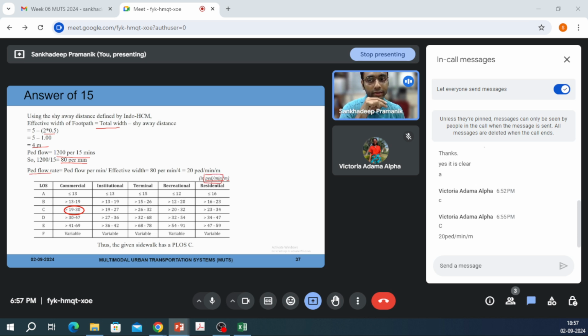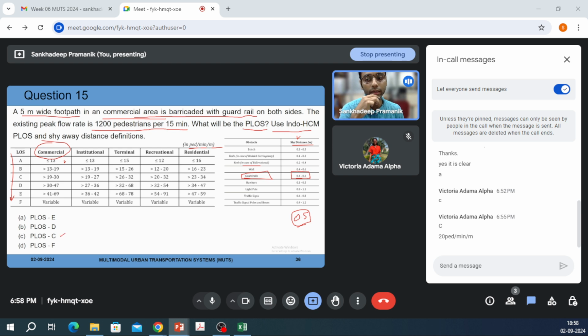Now pedestrian flow rate, that is the pedestrian flow divided by the effective width, that is 80 per minute, that we have got, and 4 is the effective width. So this total one, pedestrian per minute per meter, will come to 20. Now we need to find for the commercial case where 20 lies between 19 to 30, so it will be level of service C. So option C will be the correct answer here.